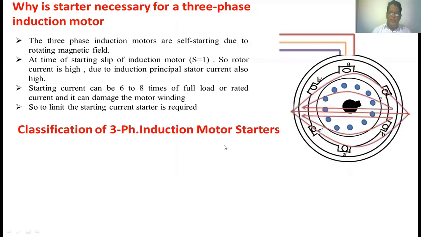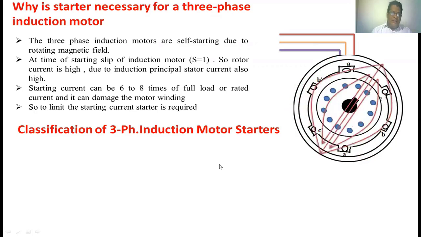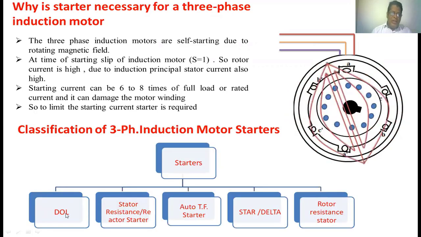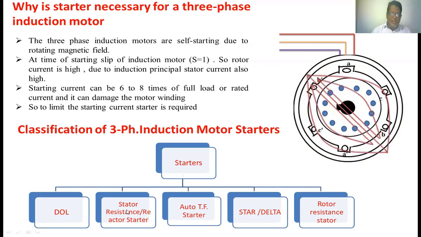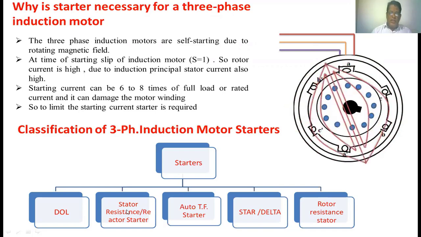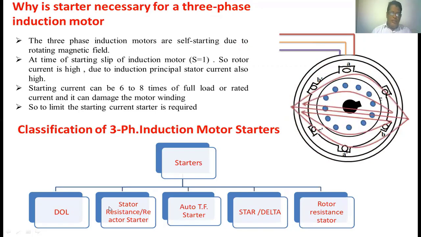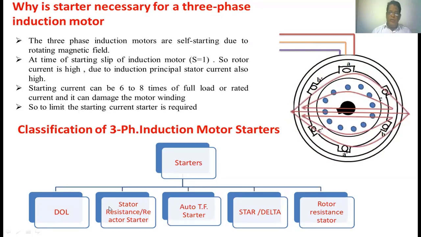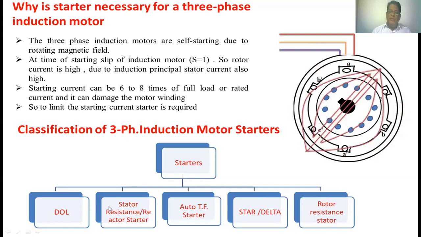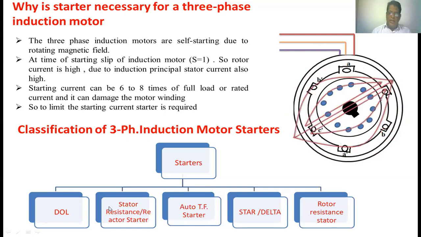Classification of three-phase induction motor starters. The starters are classified into 5 types: DOL starter, stator resistance or reactance starter, auto transformer starter, star delta starter, and rotor resistance starter. The first four methods we can use for both squirrel cage and slip ring induction motors. The last method we can use only for the slip ring induction motor.